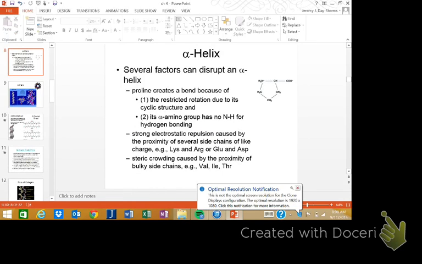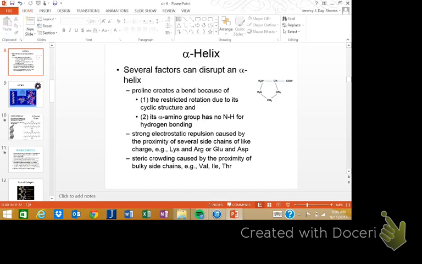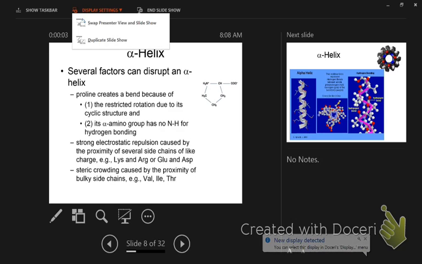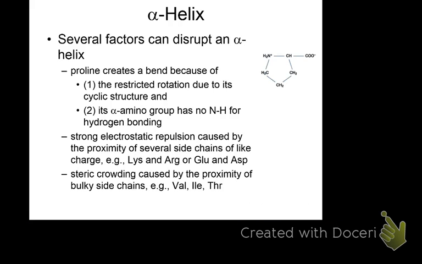And we talked about certain factors that can disrupt the alpha helix. One in particular was proline. Proline has a fixed angle, so that's why it causes a kink. Many times it can start a helix, at the initiation of the helix, but it doesn't hydrogen bond the same as the other amino acids, and it has a permanent kink to it.